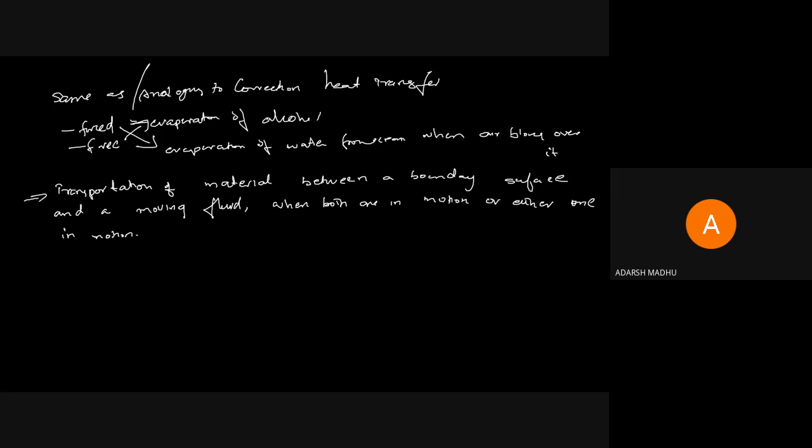And the equation for convection mass transfer rate, MA by A, equal to MA by A for convection heat transfer, can be related to HM into delta CA. Delta CA means CA1 minus CA2 or CA2 minus CA1, higher value minus lower value. What is HM? HM is known as the convection mass transfer coefficient.